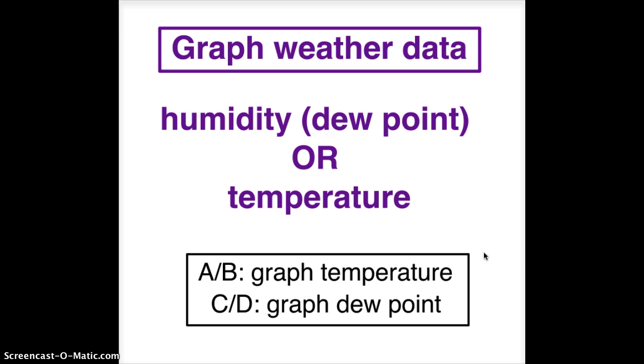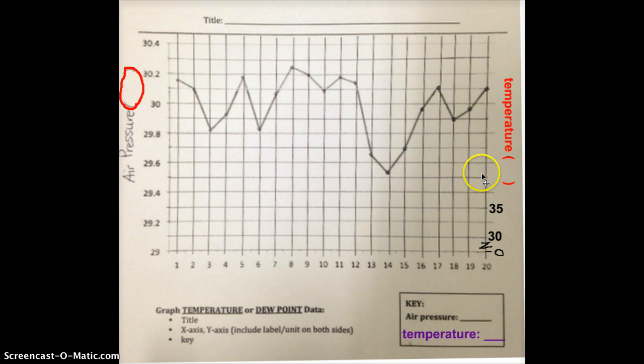And what we're going to be doing is looking at, in this case, what is the relationship between temperature and air pressure. The air pressure data for the 20 days has already been graphed, and you are going to be graphing temperature. So notice the bottom here. We need to take care of a few things before we start plotting data. You're going to graph temperature, so if you want to circle that, you can.